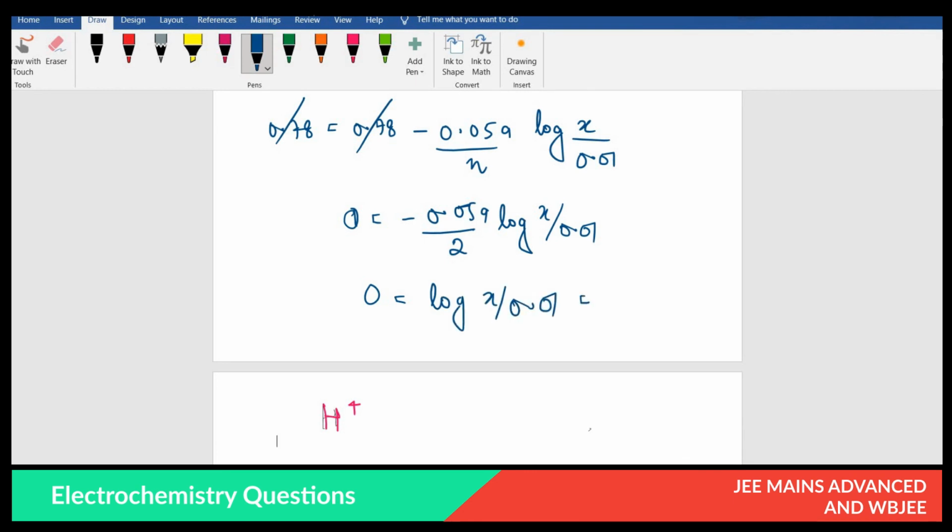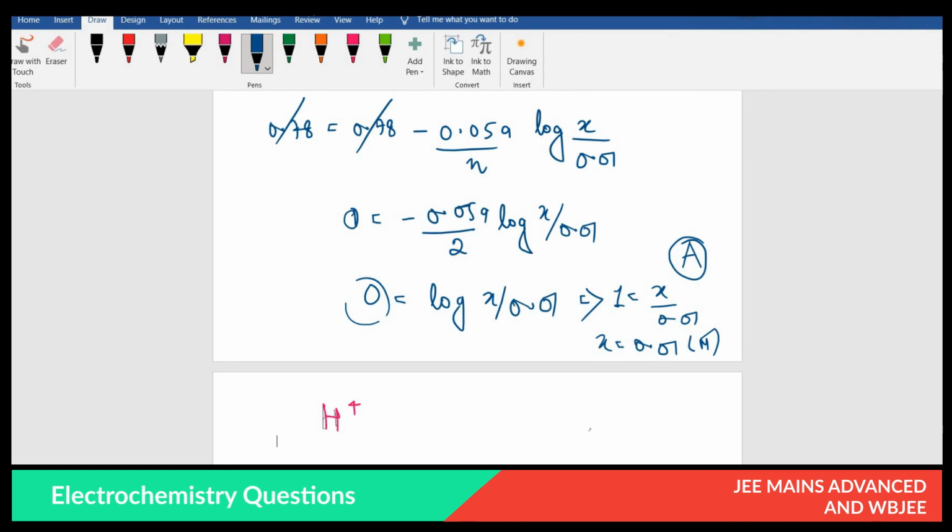Using anti-log on both sides, what would we get? Anti-log of 0 would be 1, and anti-log of a log would be X by 0.01. So X will come out to be 0.01 molar. That's your answer. It matches with option number A. So that should be the correct answer.